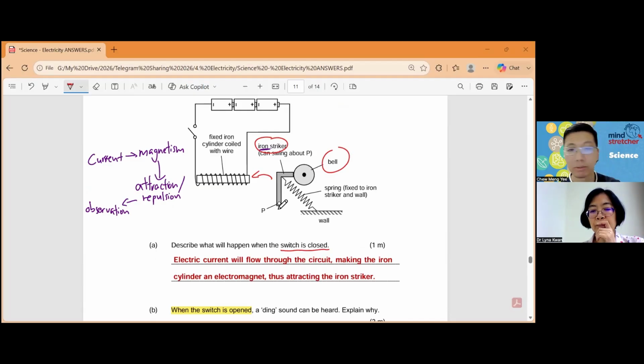it doesn't pull with the same amount of force. So if it's a stronger one, it will pull with a greater force, and the spring will exert a greater elastic spring force. But if it's a weaker electromagnet, it does not attract that much, with a smaller force, the elastic spring force will also be smaller. So you will hit the bell with a smaller force. Okay, it's mainly about forces.